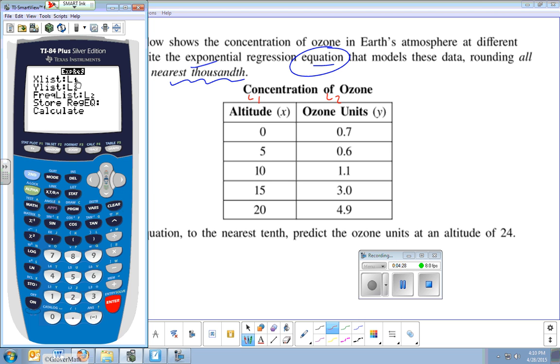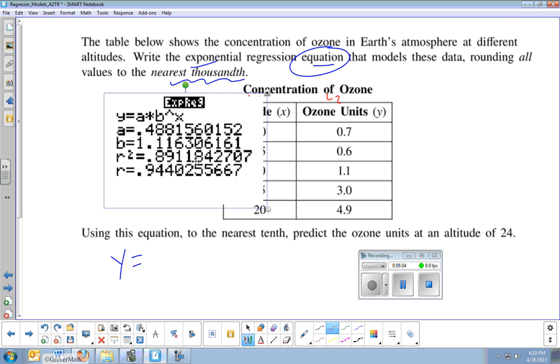Okay, a couple of things here. The X list should be L1. The Y list should be L2. The frequency list should be blank. So you want that to be clear. Now, if your calculator is different, if you do not have this type of software, it's not going to ask you this. So you have to type in L1, comma, L2, just like you did for the linear regression stuff. But you want your frequency list blank. These are not frequency values. And then we hit calculate. And this is what we see. So let me drag this over, and I can work now from this.